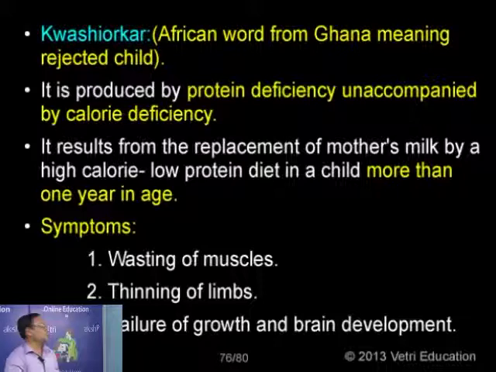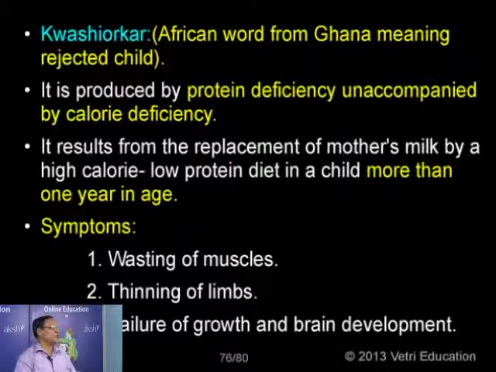Now the next one, kwashiorkor. It was noticed more and more in Somalian countries and also in African countries. That is why the word is coming from Africa. It is a word from Ghana, meaning rejected child. The meaning of kwashiorkor is rejected child. That is why it is given the name kwashiorkor for the disease. As the child is being rejected, not being given protein rich food properly, the child develops a disorder. That is why the name is given kwashiorkor.